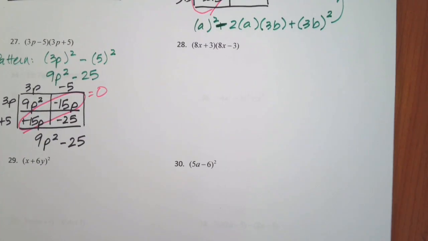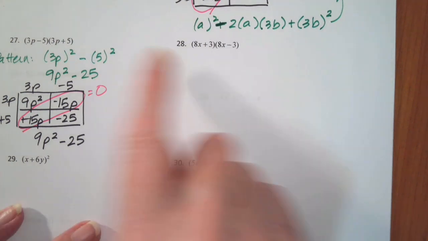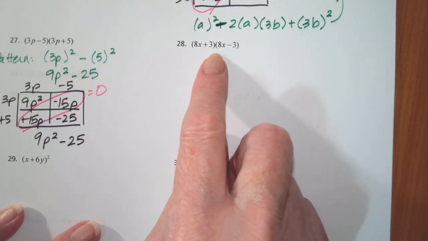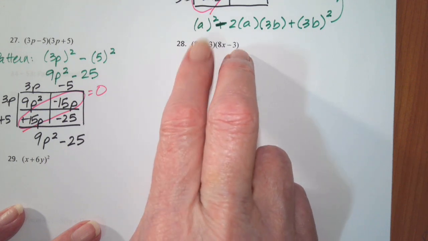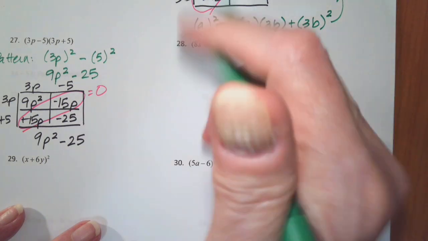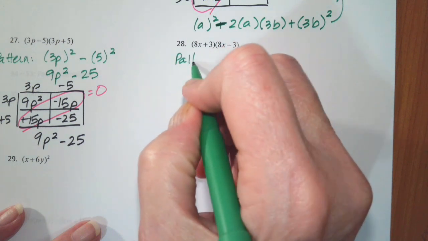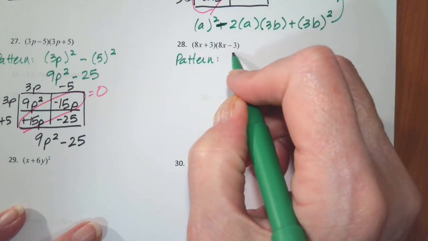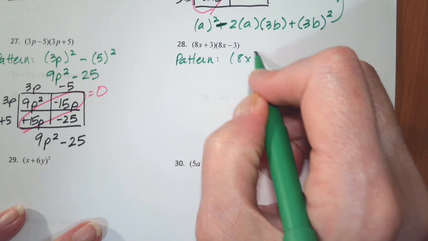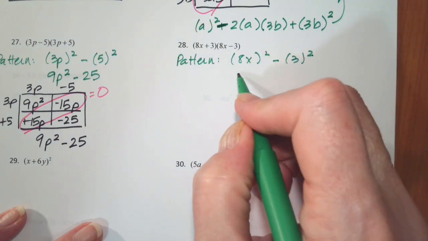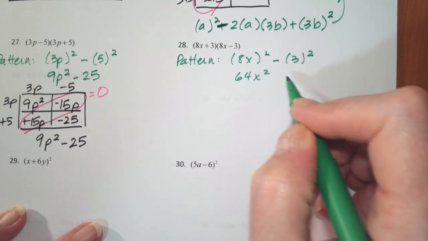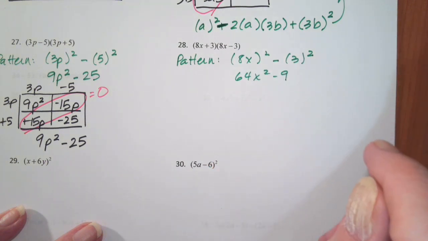Okay, shall we continue? We are on problem number 28. This is another difference of squares. The first terms are identical, the second terms are identical, and the signs are opposite. So with the pattern, this becomes my first term squared minus my second term squared, which gives me 64x squared minus 9.